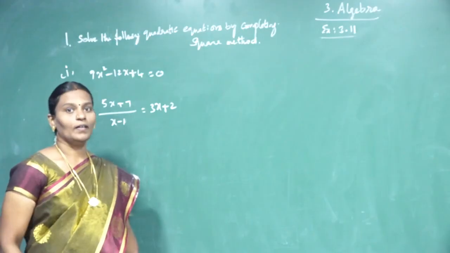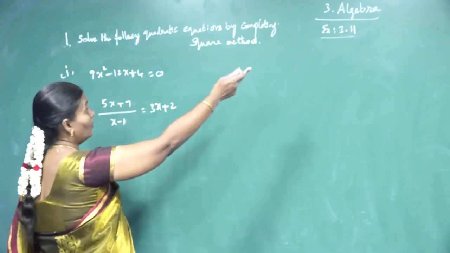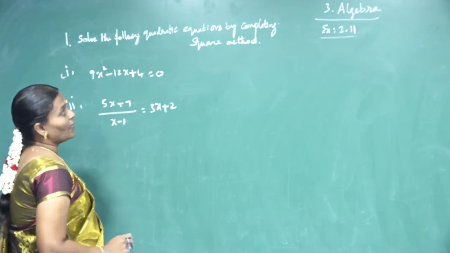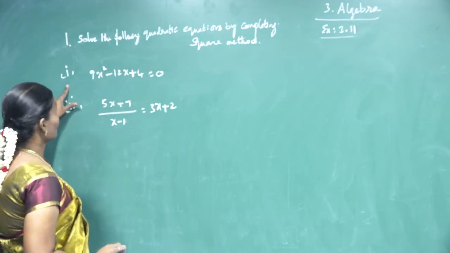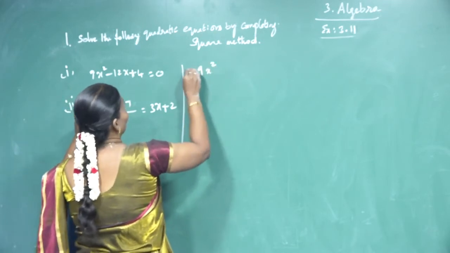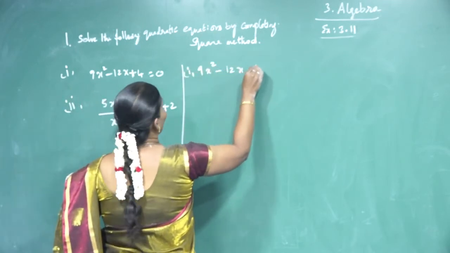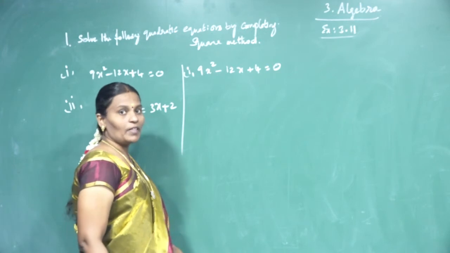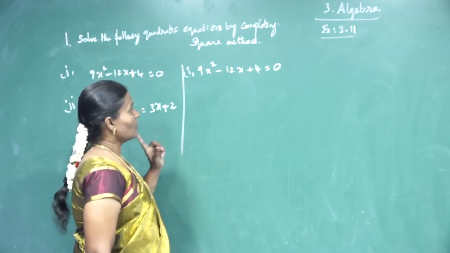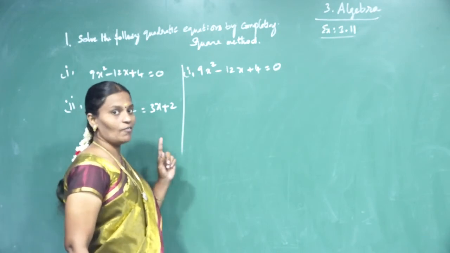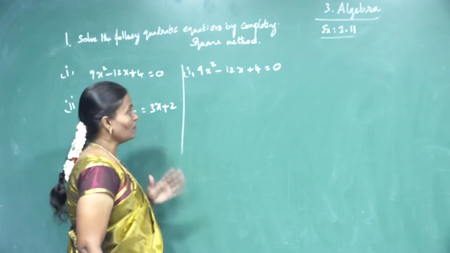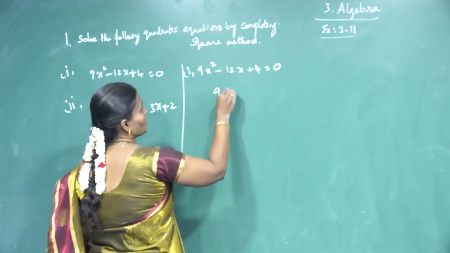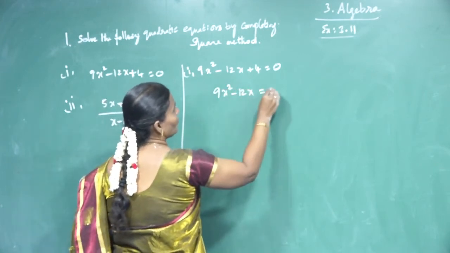Understand, children? Now we see, children. Exercise 3.11. First topic, solve the following quadratic equations by completing square method. The first sum is 9x square minus 12x plus 4 is equal to 0. See, in the completing square method, you have to do 5 steps. The first step is you verify the given equation is in general form or not. Yes, this given is general form. So what is the second step? The constant term you bring to the right side. So 9x square minus 12x is equal to minus 4.